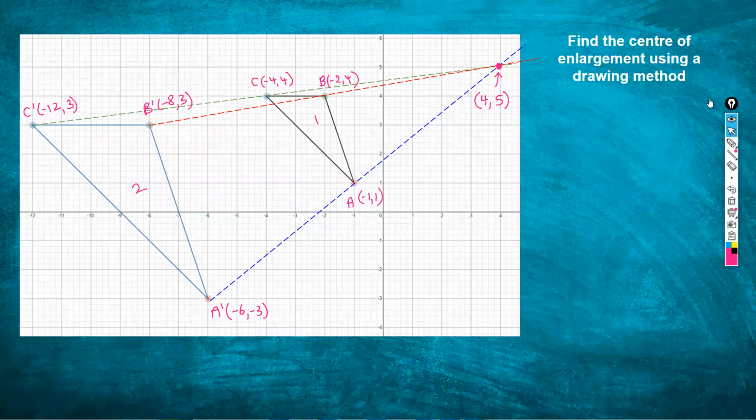How many times did the triangle get larger? Did it get larger by 2 times, by 3 times, by 4 times? Right, it's looking like 2 times, right? And what you could do, look at it.